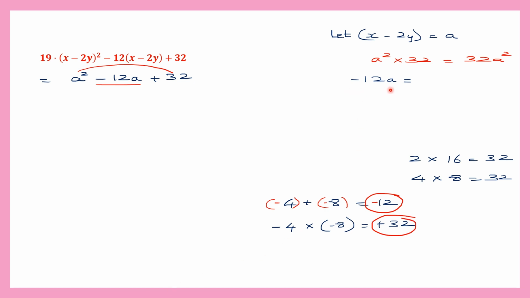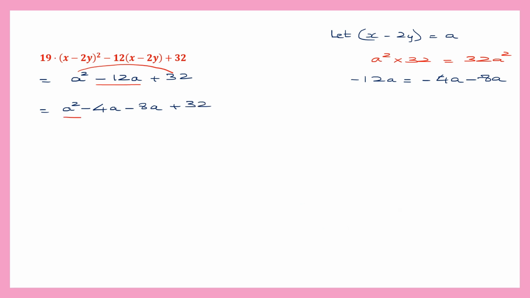So that means minus 12a, we can split it into minus 4a and minus 8a. So let's write that. Minus 4a minus 8a will give us minus 12. So now let's write that here. So this is going to be a square, and instead of minus 12a, we're going to split it and write minus 4a minus 8a. And then we have plus 32. Let's take the first two terms and the next two terms.